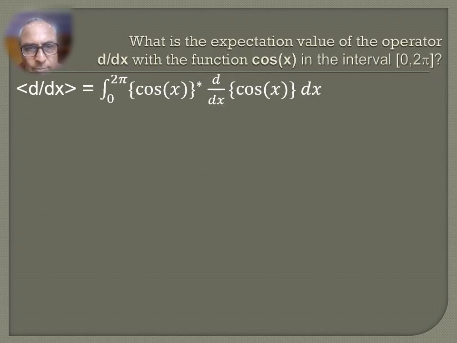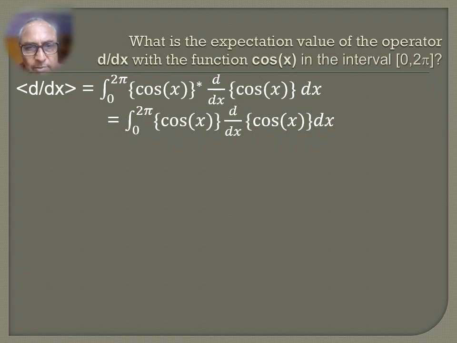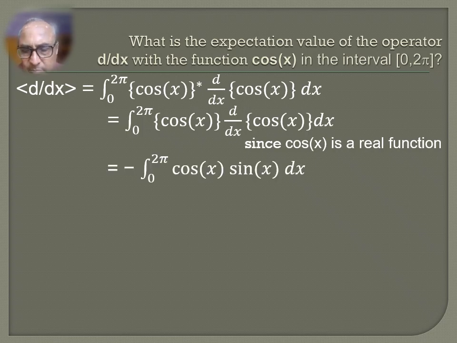The expectation value of d by dx is given by the integral from 0 to 2 pi of cos x complex conjugate times d by dx of cos x dx, which is equal to the integral from 0 to 2 pi of cos x times d by dx of cos x dx, since cos x is a real function. And this, upon performing the differentiation, gives minus the integral 0 to 2 pi of cos x times sin x dx, which is equal to minus a half integral from 0 to 2 pi of sin 2x dx.